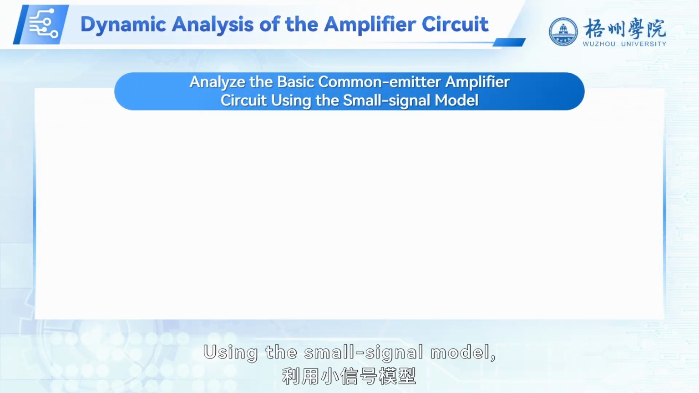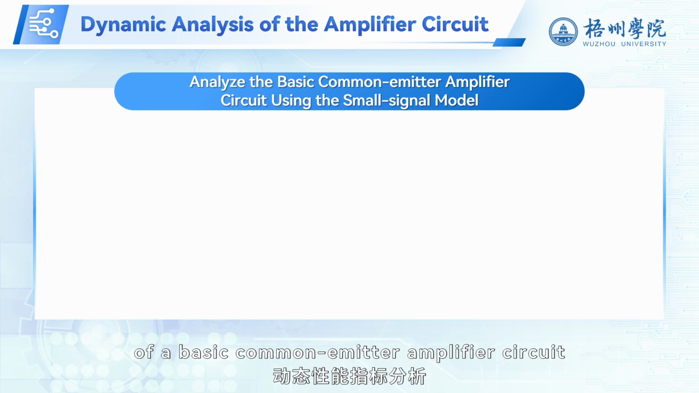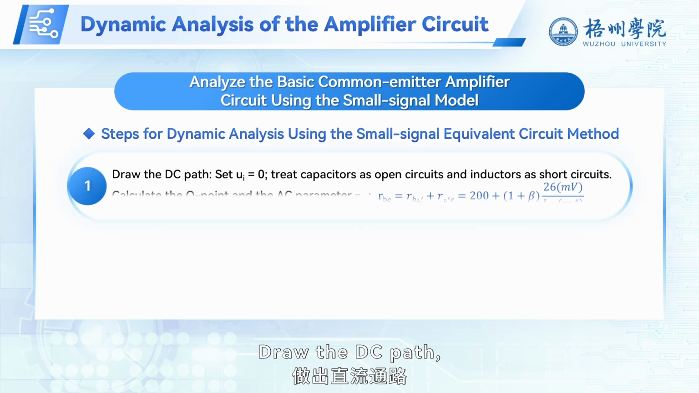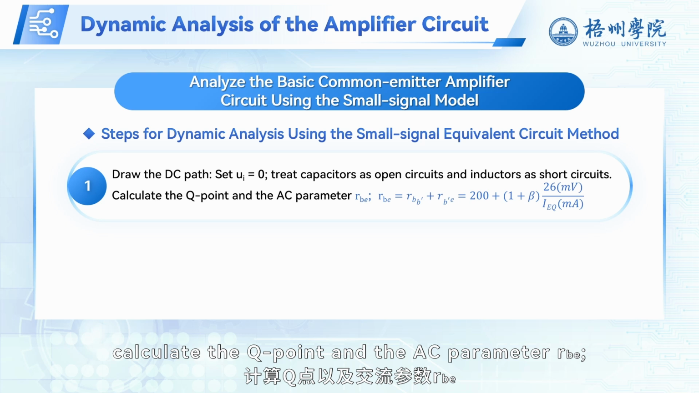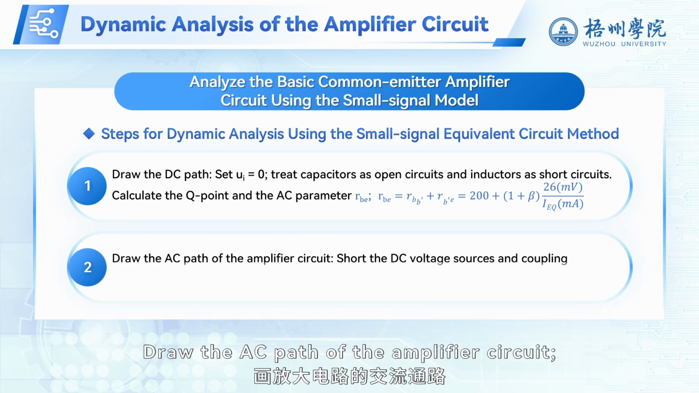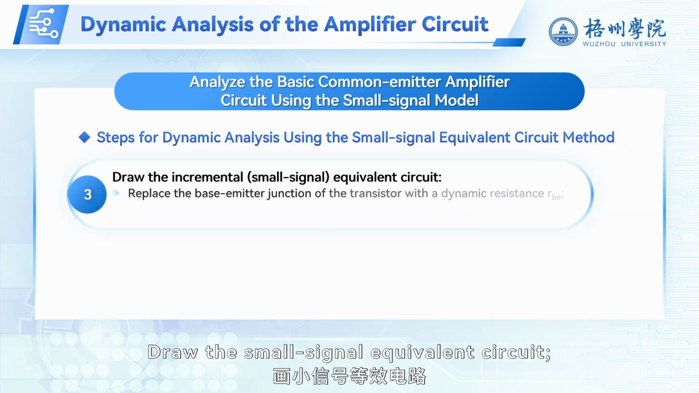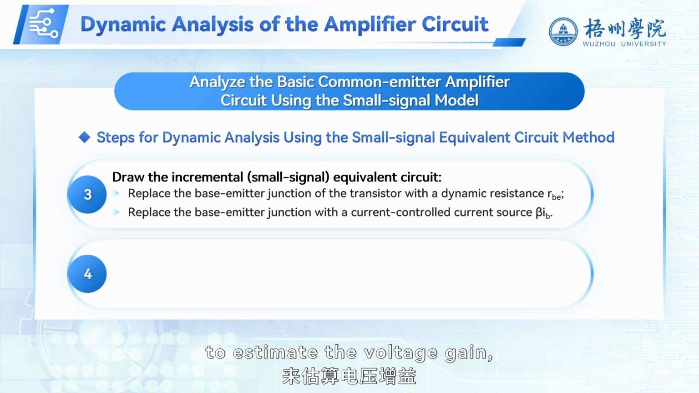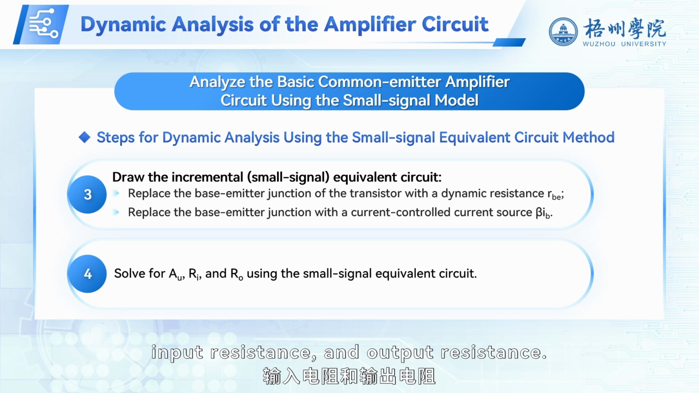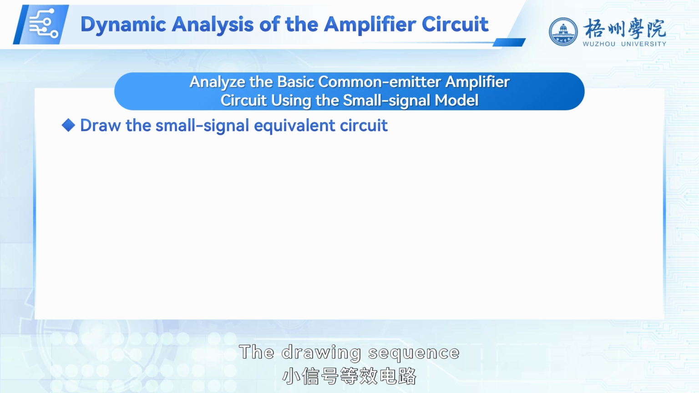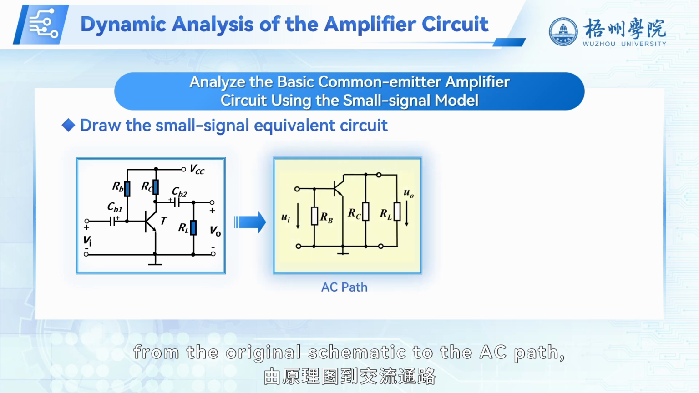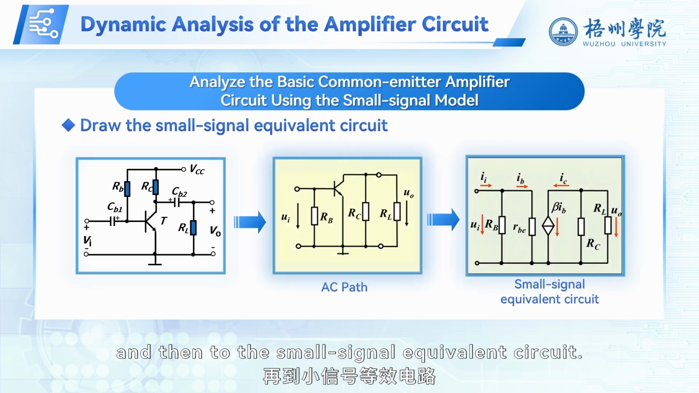Using the small signal model, the dynamic performance analysis of a basic common emitter amplifier circuit generally involves the following steps. Draw the DC path, calculate the Q point and the AC parameter, RBE. Draw the AC path of the amplifier circuit. Draw the small signal equivalent circuit. Use the small signal equivalent circuit to estimate the voltage gain, input resistance, and output resistance. The drawing sequence of the small signal equivalent circuit is shown in the figure, from the original schematic to the AC path, and then to the small signal equivalent circuit.